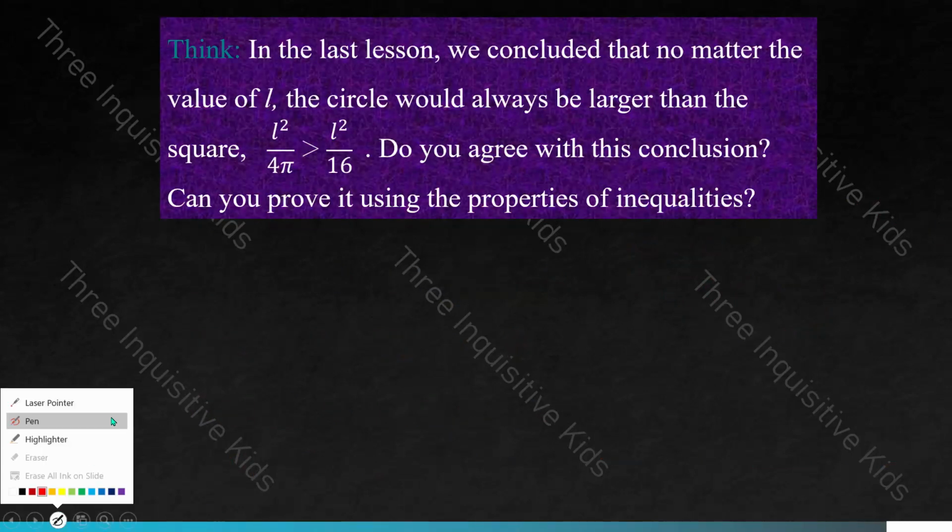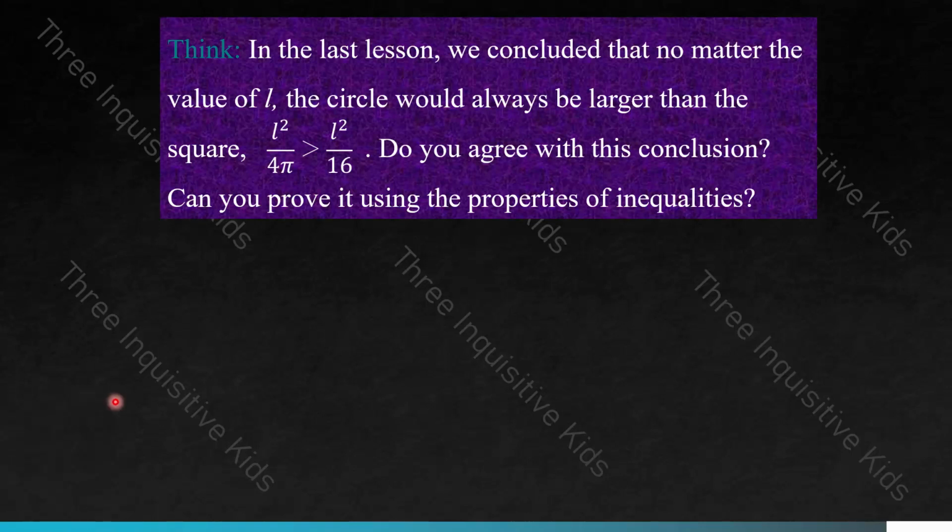In the last lesson, we concluded that no matter the value of L, a circle will always be larger than the square. L squared over 4 pi is greater than L squared over 16. Do you agree with this conclusion? And can you prove it using the properties of inequalities? Now, this is revisiting a challenge problem we looked at in our last lesson. So either you can go back and scroll through the video to review, or you can pause the video and first just try to play around with the numbers on your own.